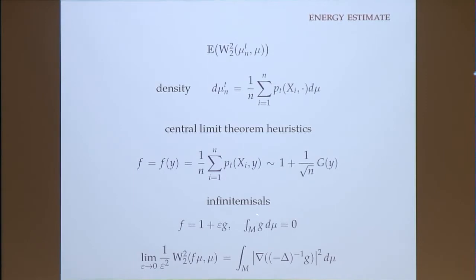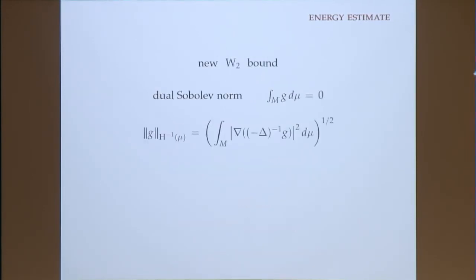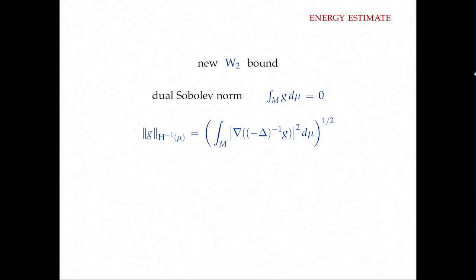So the heuristic here is that we have a density which is of the form 1 plus epsilon something. And in terms of the W2, this converges to this quantity. Here, delta is the Laplace operator on your manifold. You take the inverse, apply it to g, which is this density, assumed to be smooth, and you take the L2 norm of the gradient. So we'll discuss this quantity. This quantity is actually what is called a dual Sobolev norm.